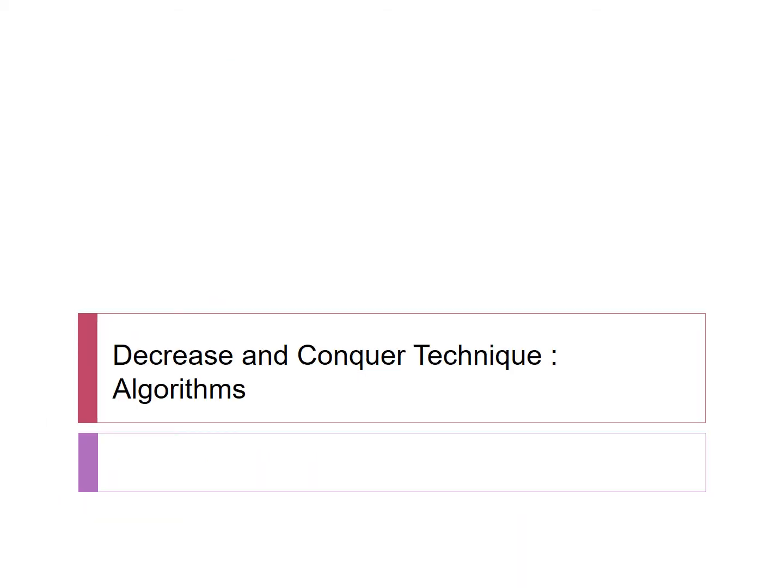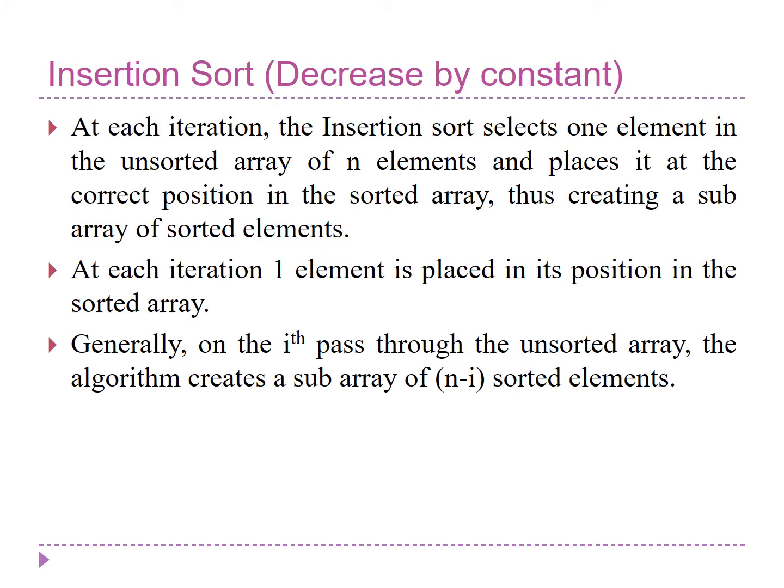Let me walk through a few algorithms that apply decrease and conquer technique. Insertion sort is another quadratic sorting algorithm with the time complexity of big O of n squared. At each iteration, the insertion sort selects one element in the unsorted array of n elements and places it at the correct position in the sorted array, thus creating a subarray of sorted elements. Generally, on the ith pass through the unsorted array, the algorithm creates a subarray of i sorted elements.